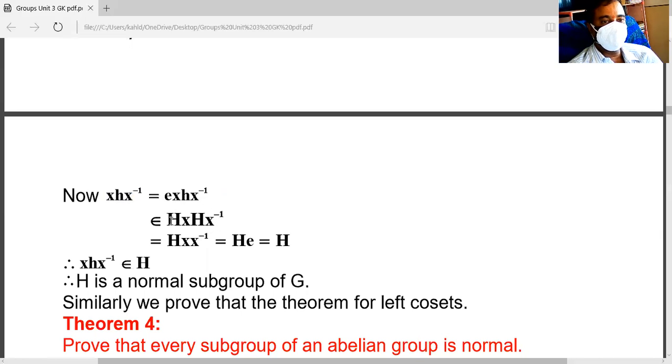If you understand, Hx is a right coset and Hx inverse is another right coset. We know that the product of two right cosets is a right coset. That means Hx into Hx inverse is equal to Hxx inverse. What is xx inverse? e. He means H. So we get x h x inverse belongs to capital H. That means H is a normal subgroup of G. Students, we can similarly prove this theorem for the left cosets also.